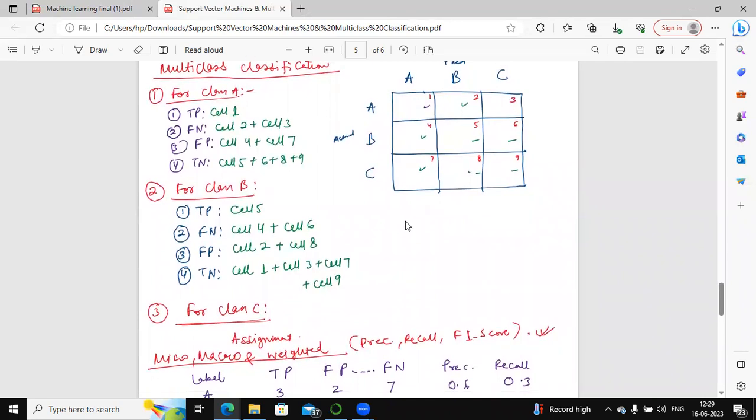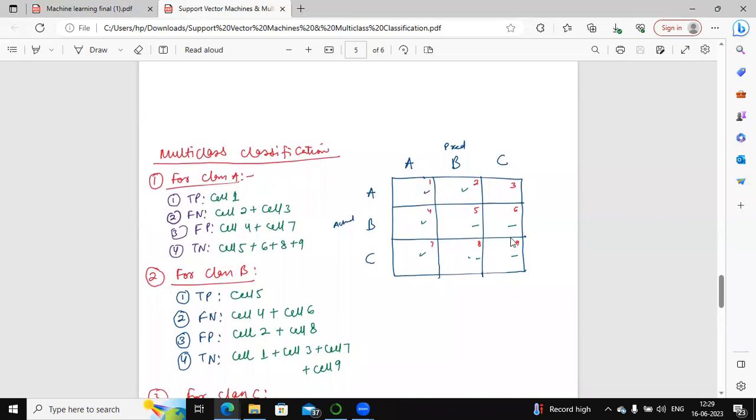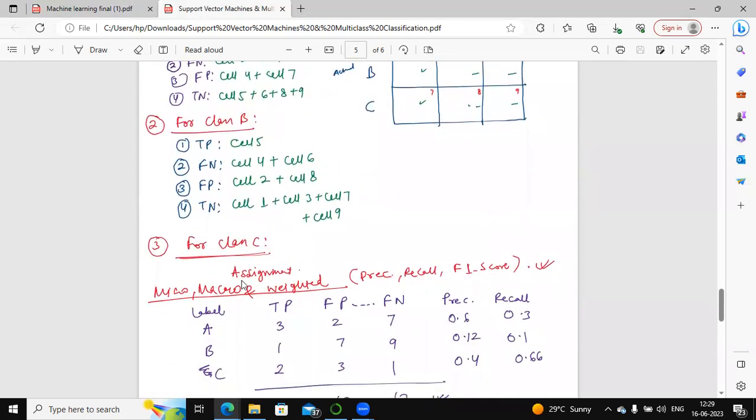So the thing is that if you consider class C, true positive will become cell 9. True negative will obviously become 1, 2, 4, 5. And false negative will be like this is positive and this is negative, and predicted as positive, right? This is false positive. 3, 6 will be false positive and 7, 8 will be false negative for class C.